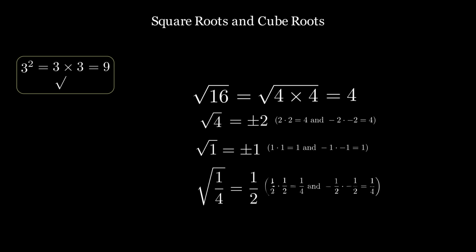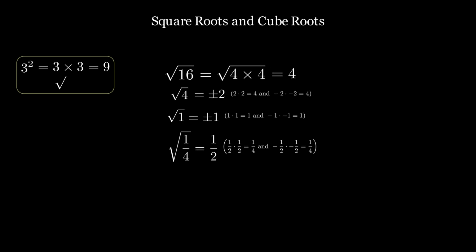Now if we take a look at all of these examples, they all share something in common. They are perfect squares. Perfect squares are numbers that can be expressed as the product of an integer with itself. For example, 4 is a perfect square because 2 times 2 equals 4. Similarly, 16 is a perfect square because 4 times 4 equals 16, and same goes for 1 and 1/4.